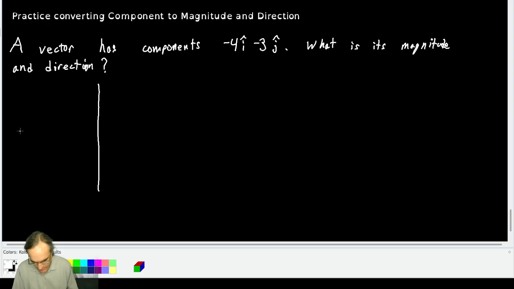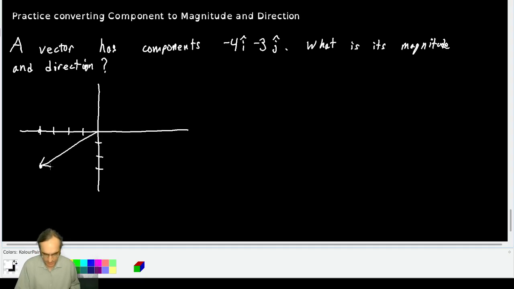So you can use the Cartesian coordinate system and you can count back minus 1, minus 2, minus 3, minus 4 steps, and then minus 1, minus 2, minus 3 in the y-axis, and you'd have a vector that looks something a bit like this, going from the origin to minus 4 in the x and minus 3 in the y.